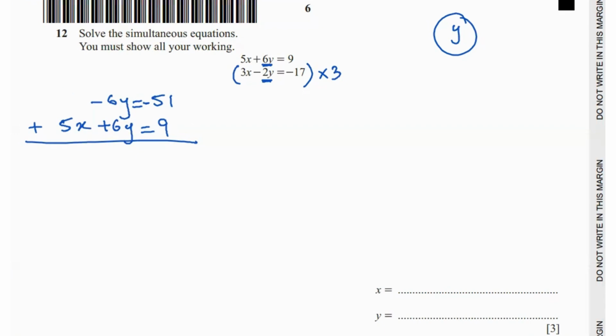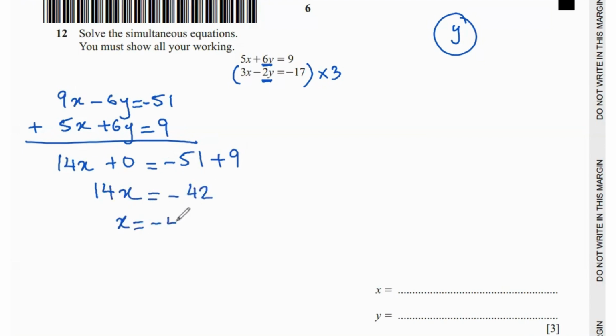Okay, so 9x plus 5x is going to be 14x. Minus 6y plus 6y is going to be 0. And negative 51 plus 9. So that gives us 14x equals negative 42. And x would be negative 42 divided by 14, which equals negative 3.